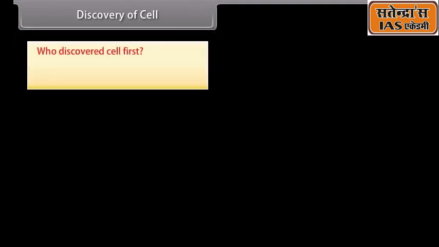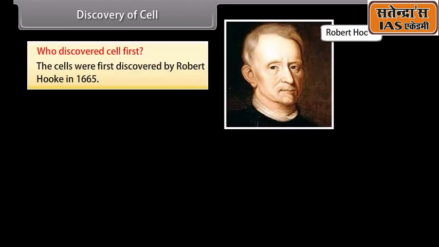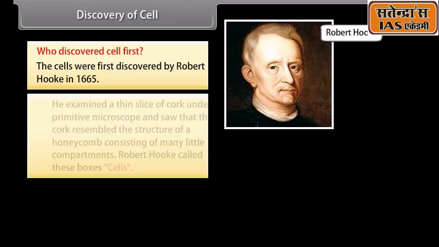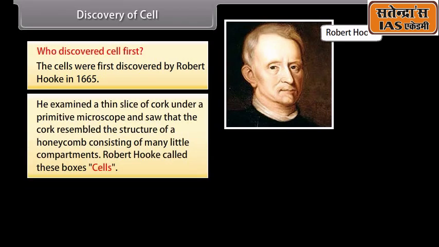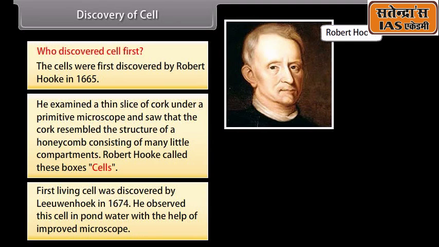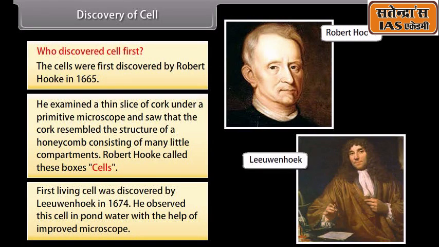Discovery of cell. Who discovered cell first? The cells were first discovered by Robert Hooke in 1665. He examined a thin slice of cork under a primitive microscope and saw that the cork resembled the structure of a honeycomb consisting of many little compartments. Robert Hooke called these boxes cells. The first living cell was discovered by Leeuwenhoek in 1674. He observed this cell in pond water with the help of an improved microscope.